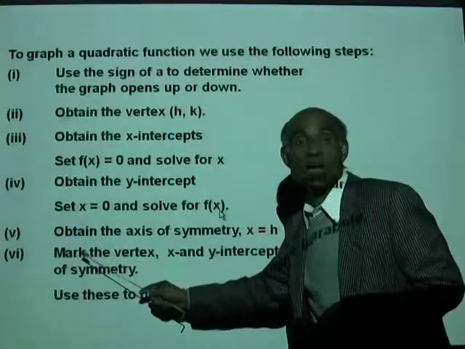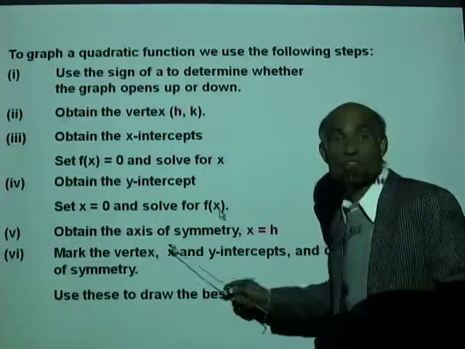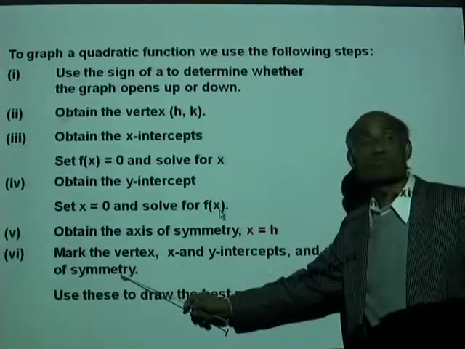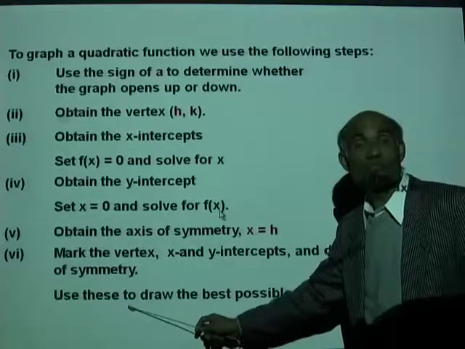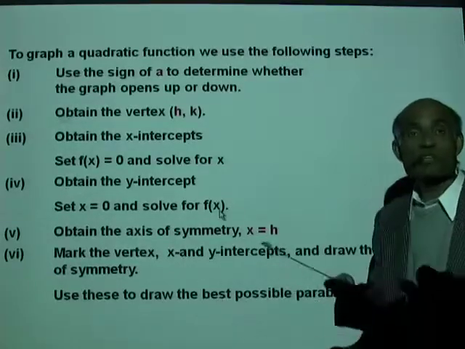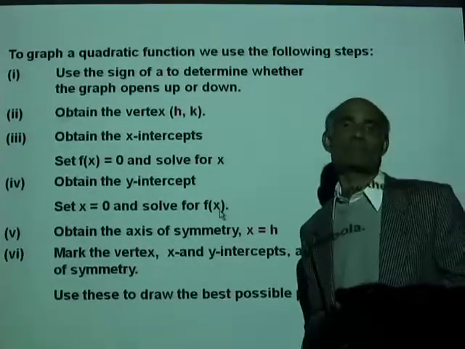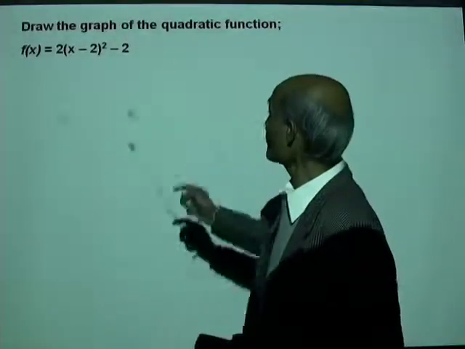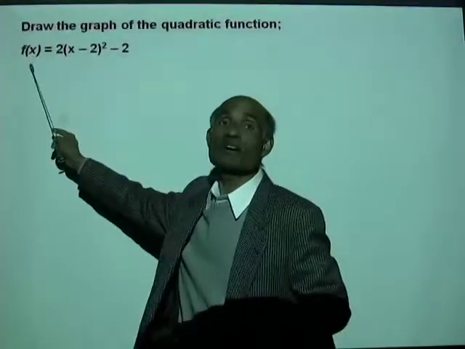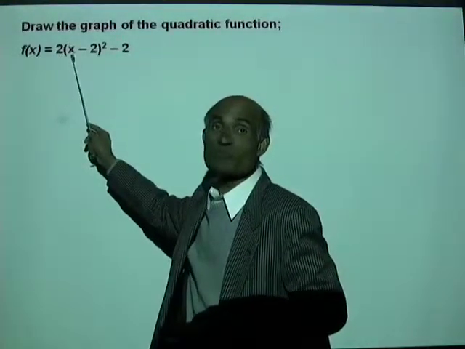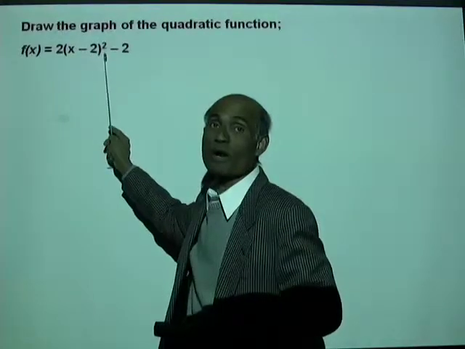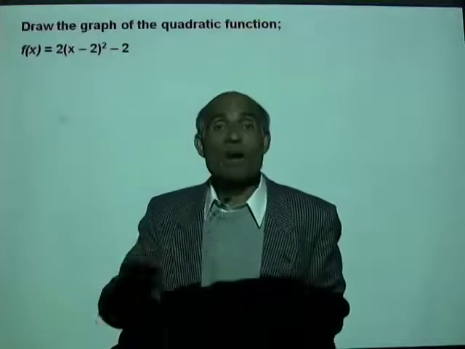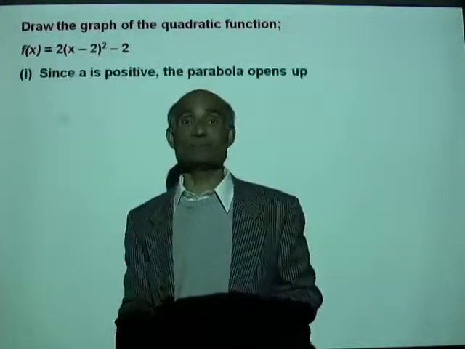Now, once you have this information, mark the vertex, the x and y intercepts, and draw the axis of symmetry, and use this information to sketch the best possible parabola. Alright, let's practice some examples. Draw the graph of the quadratic function f(x) equal to 2 times (x minus 2) all squared minus 2. All right, tell me, will this parabola open up or down?